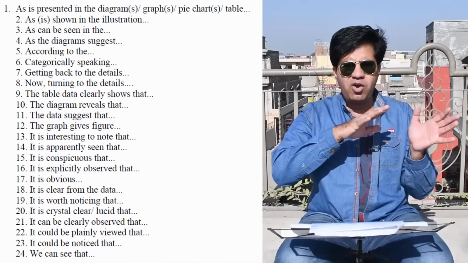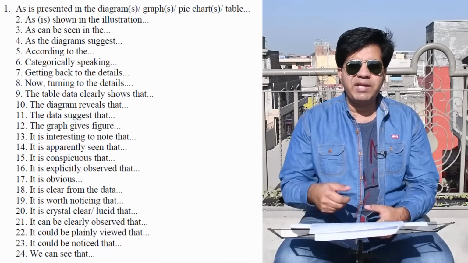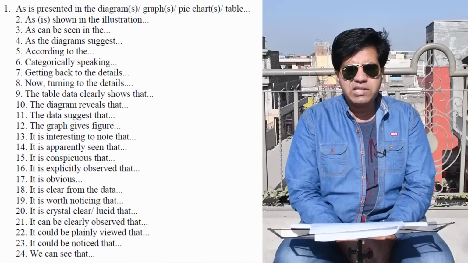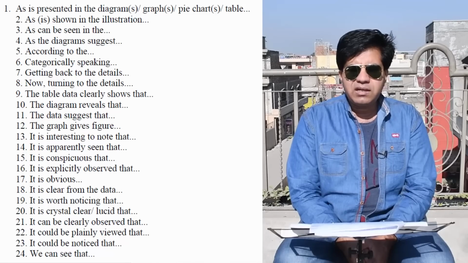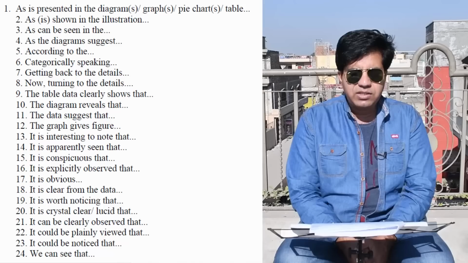Categorically speaking, comma, and then you can start your talk. Getting back to the details. When you write the body of the report, there you can write getting back to the details. Now turning to the details. The table data clearly shows that. The diagram reveals that. The graph gives figure. The data suggested that. The graph gives figure.